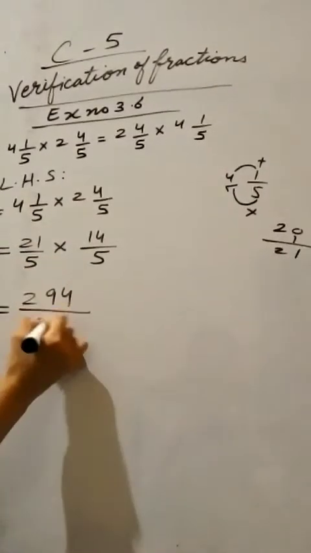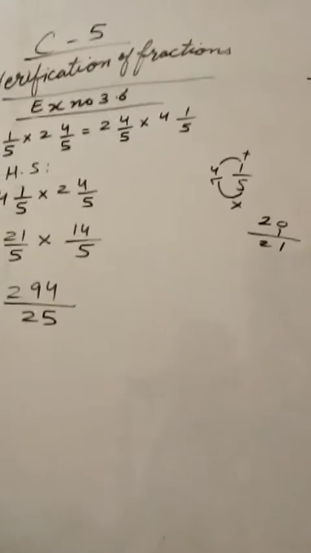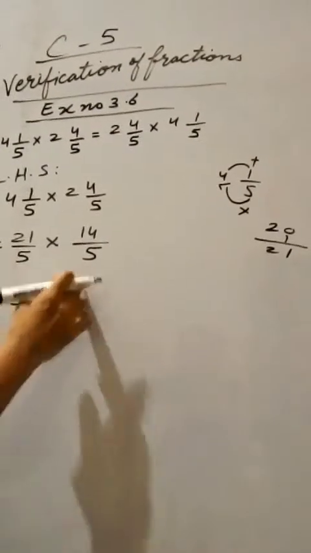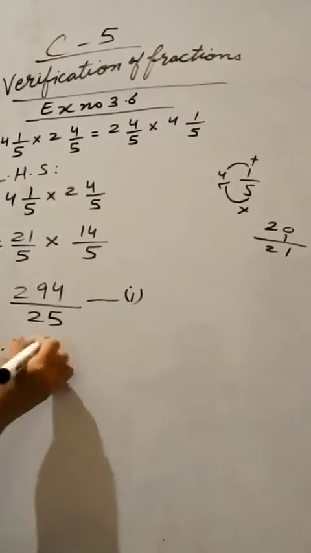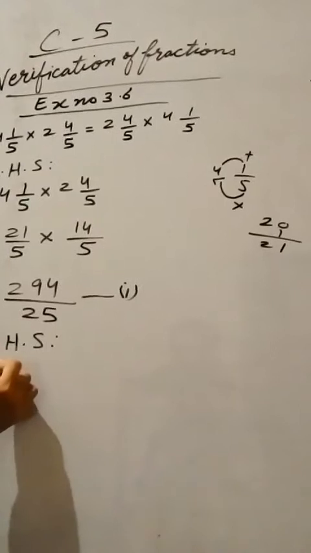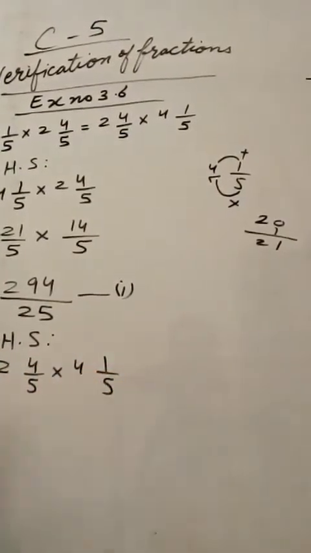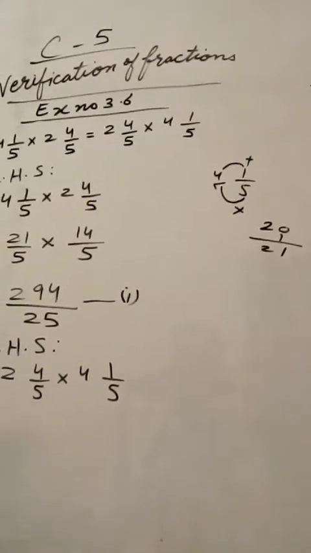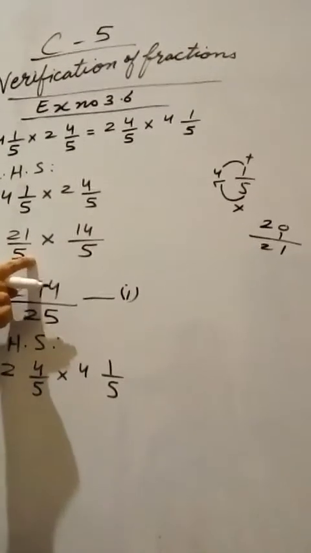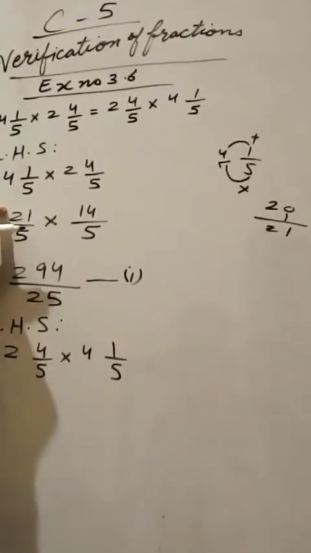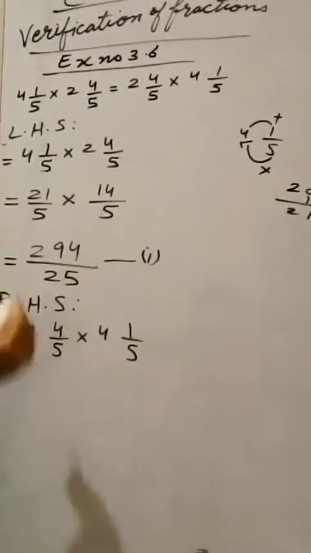294 and 5 5 times 25. Can I cross 294 and 25 with the same number? No. So equation 1. Now take your right hand side, and the right hand side is 2 4/5 multiplied by 4 1/5. We need to convert into improper fraction. This is improper fraction. We cannot give 21 out of 5. This is the total number and this is the given part. So we cannot give 21 from 5. So this is improper fraction.